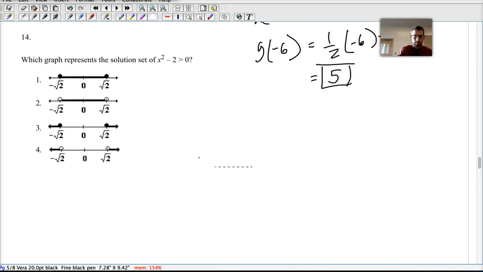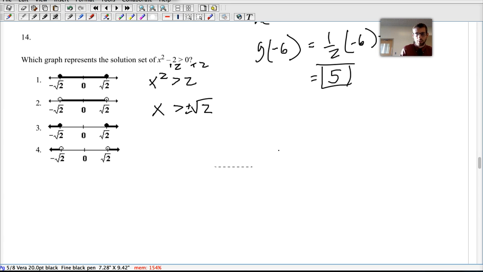Okay. Alright, so now I noticed that these are both perfect squares, I believe. Is that right? Oh no, never mind. 2 is not a perfect square. So I'm actually going to use the square root property to solve this one. So x squared has to be greater than 2, because I've just added 2 to both sides. So then I square root both of these, so x is going to be greater than positive and negative square root of 2. Alright, so those are going to be my 2 solutions.